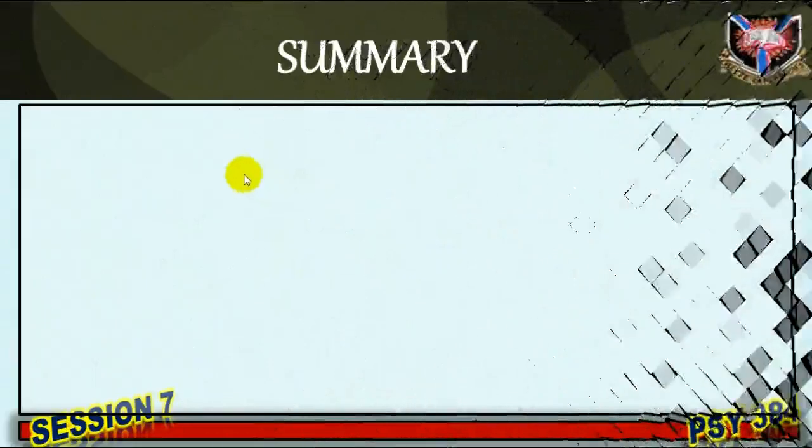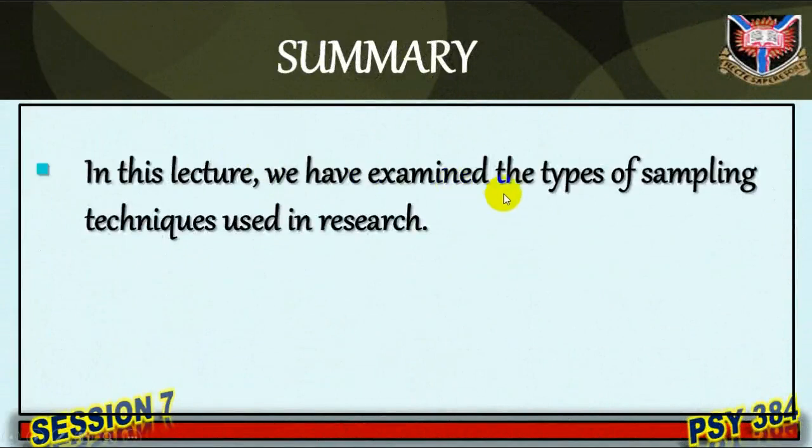Summary. In this lecture, we have examined the types of sampling techniques used in research.